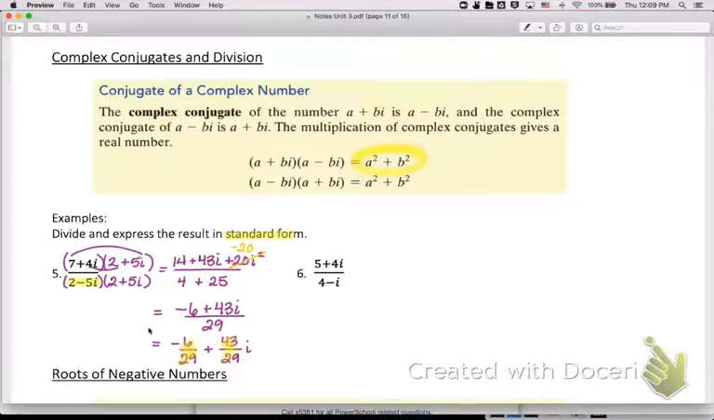So will you put the video on pause, take a second to kind of process that, and try number 6, multiply by the conjugate. Again, we want to look at the denominator, decide what to multiply by, and come back in 3 seconds for the work and the answer.